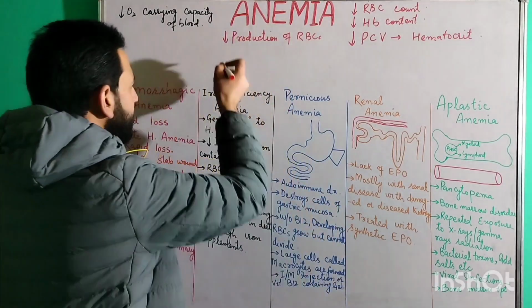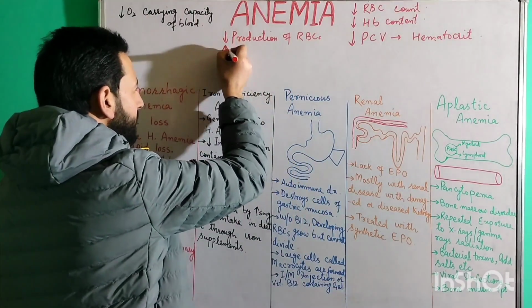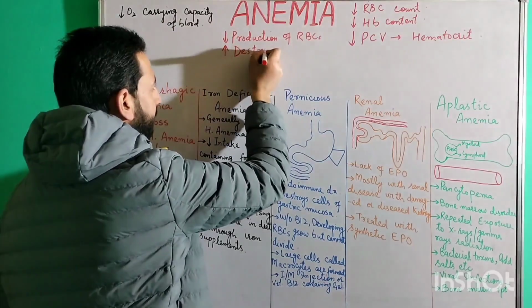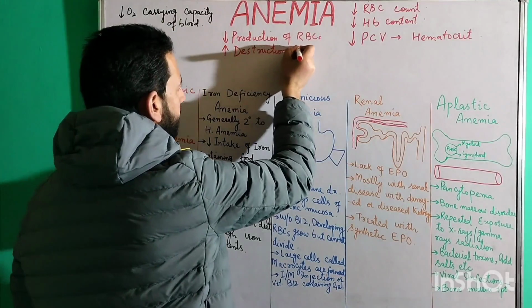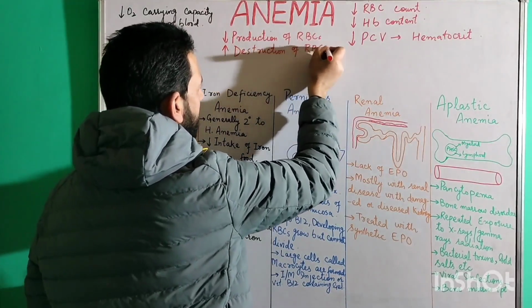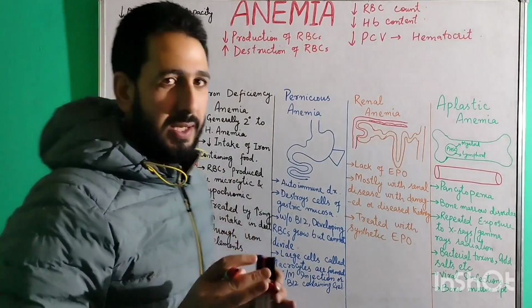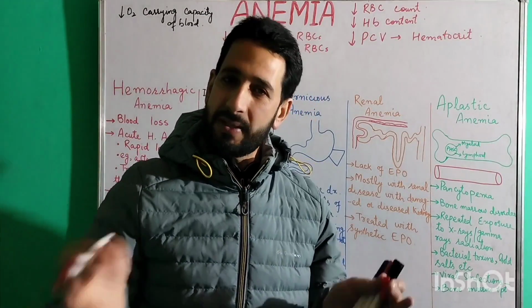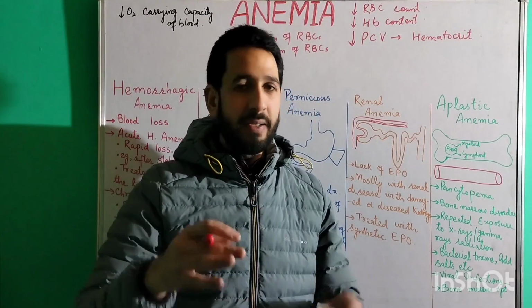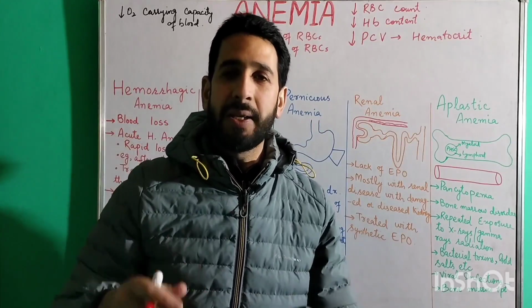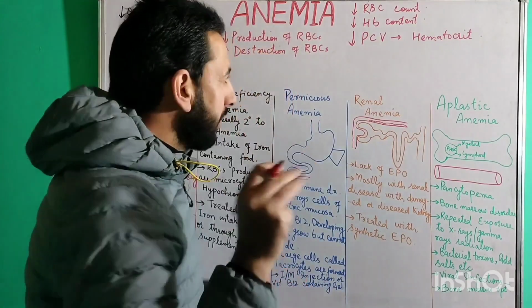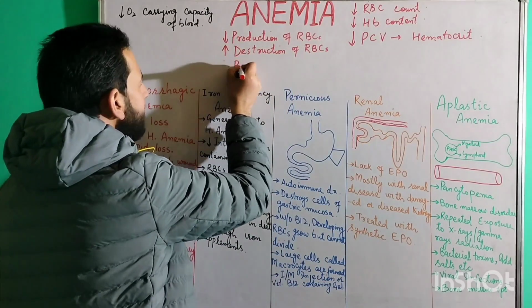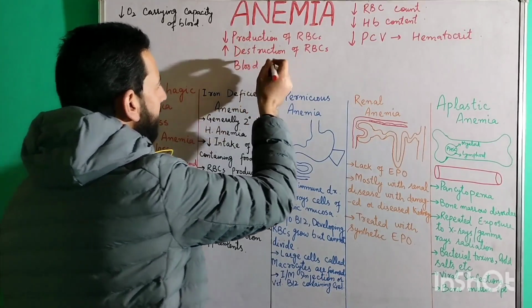And the second cause is if there are enough RBCs produced in our body, but there is increased destruction of RBCs. So RBCs are produced enough in the bone marrow, but there is increased destruction of RBCs. That also is going to decrease the RBC count, and that also is going to decrease the oxygen carrying capacity of the blood. That is anemia. And the third cause is blood loss, or we call that hemorrhage.